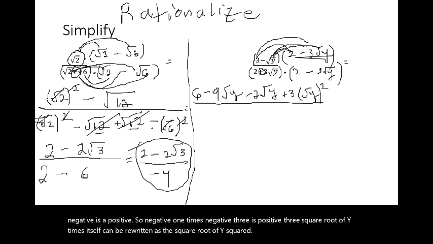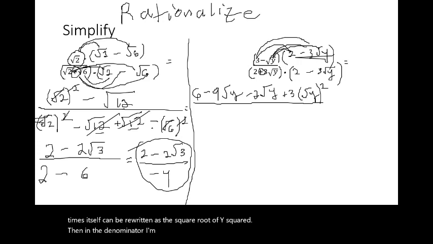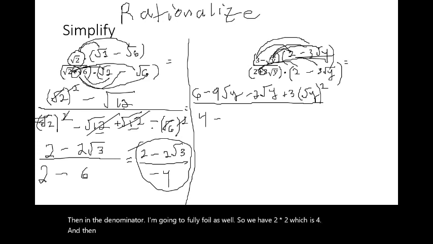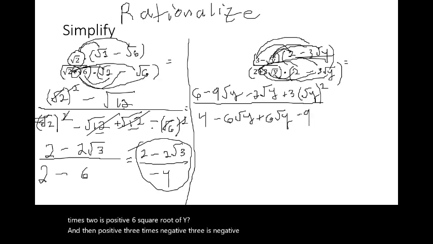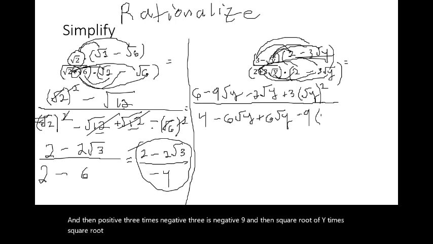Then in the denominator, I'm going to fully FOIL as well. We have 2 times 2, which is 4. Then 2 times negative 3 root y is minus 6 root y. Then positive 3 root y times 2 is positive 6 square root of y. And then positive 3 times negative 3 is negative 9. Then square root of y times square root of y can be rewritten as the square root of y, parentheses, squared.